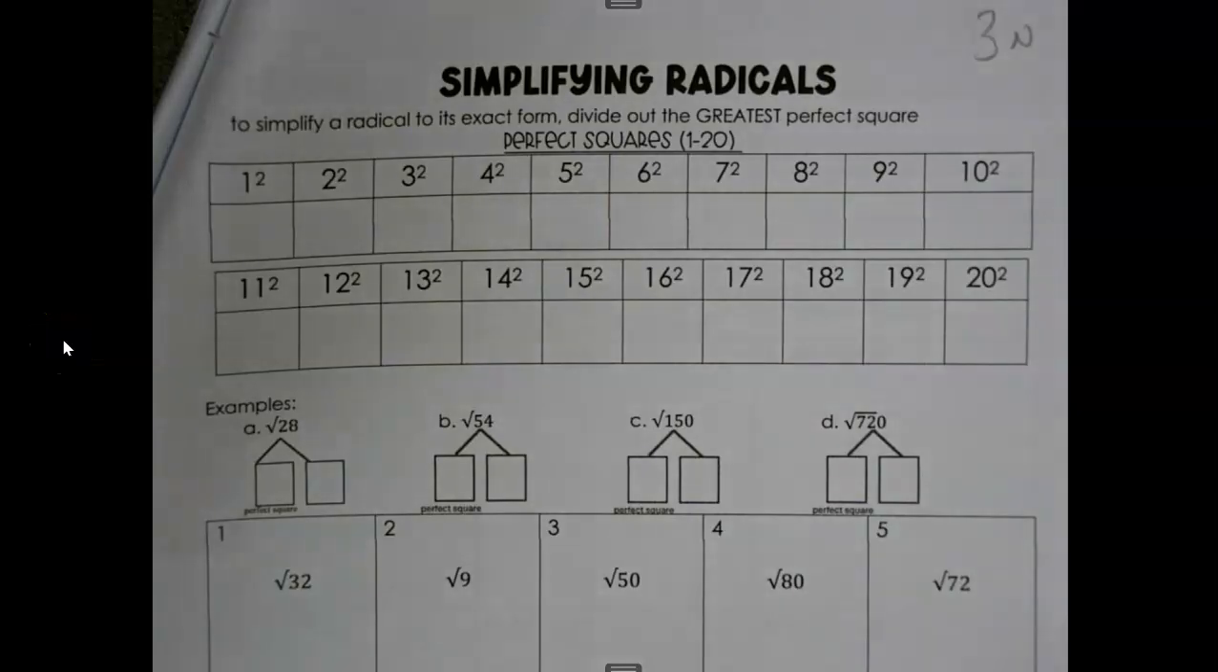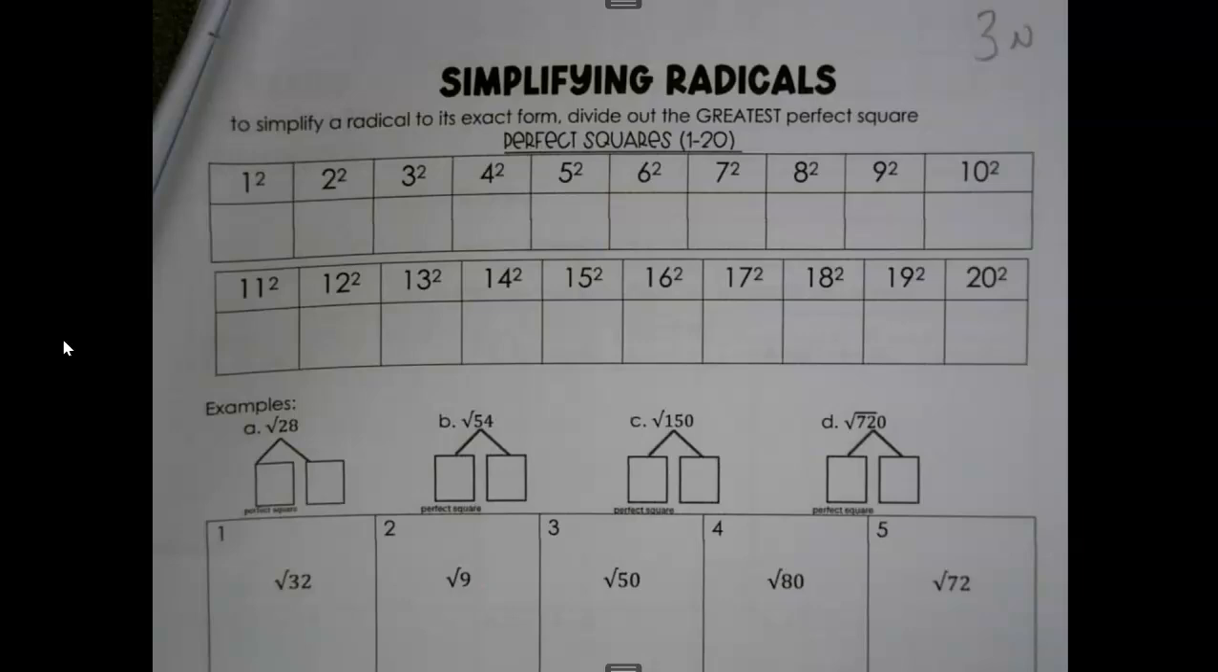We are going to be chatting about simplifying radicals. And to be able to do that, we need to have a little bit of a grip on, or have a chart that tells us what numbers we're looking for that are perfect squares, because that's the only way we're going to get stuff into exact form.